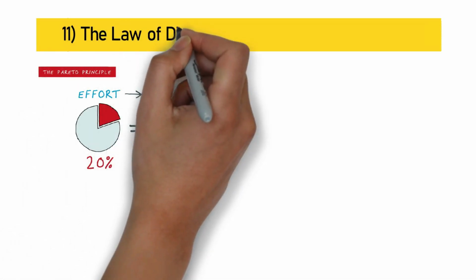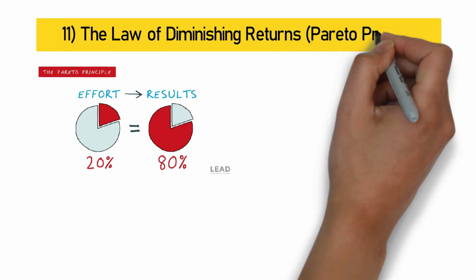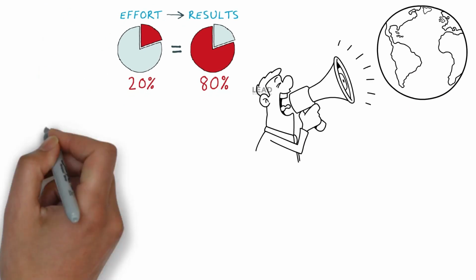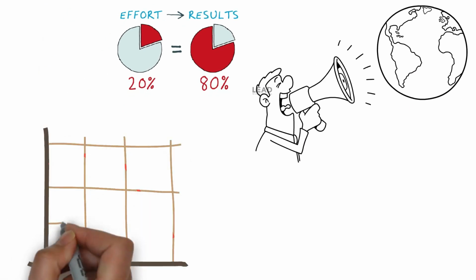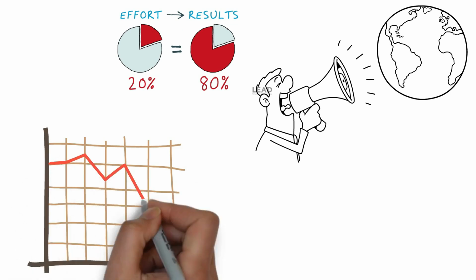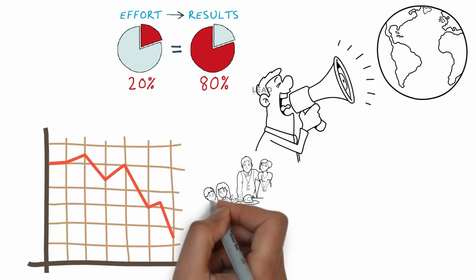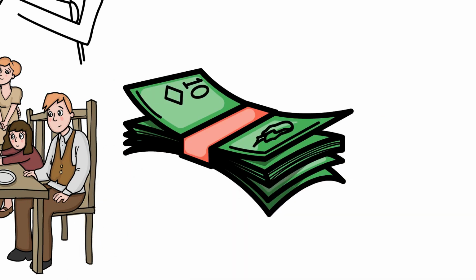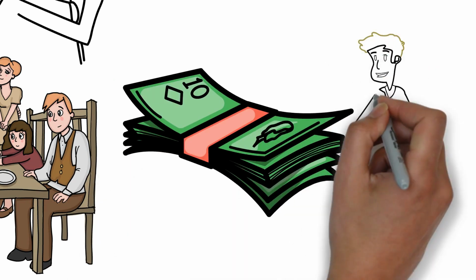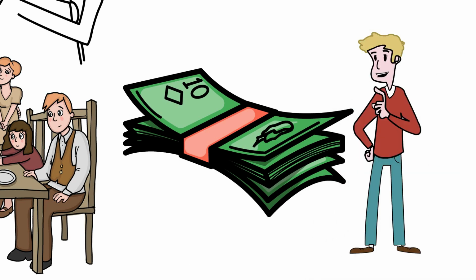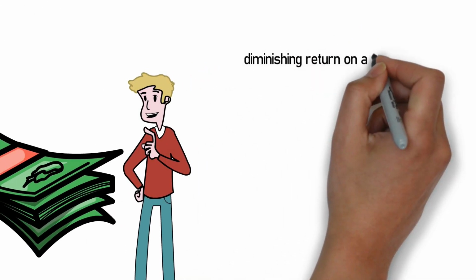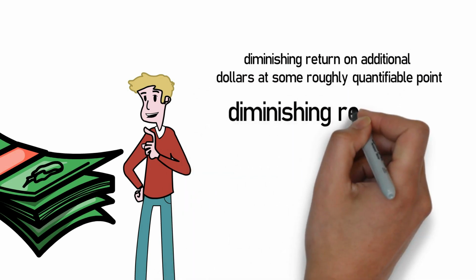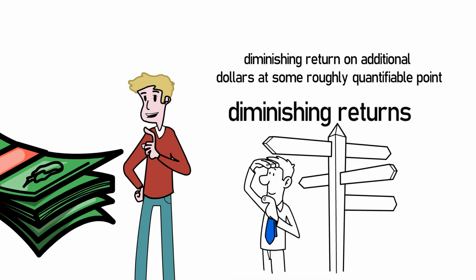Number 11, the law of diminishing returns. A Pareto principle. Important real-world results are subject to a decrease in incremental value over time due to scale. A poor family is a good example. Provide them with enough money to thrive, and they will no longer be poor. Additional money, however, will not improve their situation after a certain point. There is a clear diminishing return on additional dollars at some roughly quantifiable point. The law of diminishing returns frequently goes in the wrong direction.